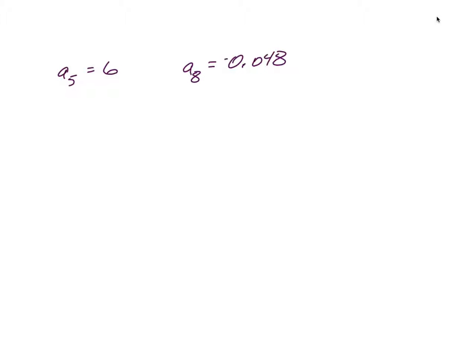So a sub 5 equals 6, a sub 8 equals -0.048. I want to find r. You can set up some means, right? Set up geometric means. It's similar to the geometric means, that's correct. So what do we want to do? Is that positive? Is it negative? Second number is negative. Okay, I can tell about negative.